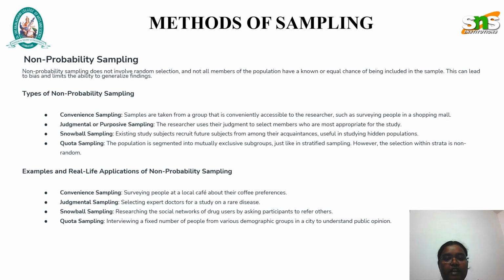Examples and real-life applications of non-probability sampling: convenience sampling, surveying people at a local cafe about their coffee preferences; judgmental sampling, selecting expert doctors for a study on a rare disease; snowball sampling, researching the social networks of drug users by asking participants to refer others; quota sampling, interviewing a fixed number of people from various demographic groups in a city to understand public opinion.